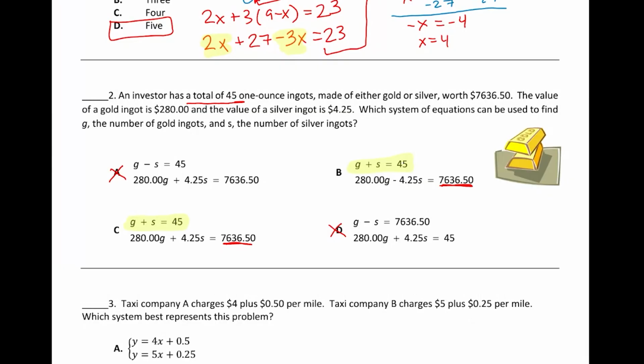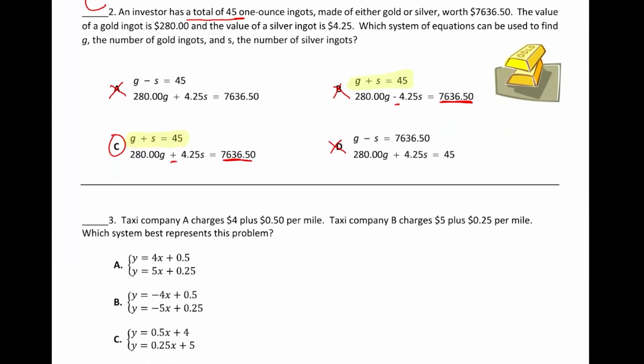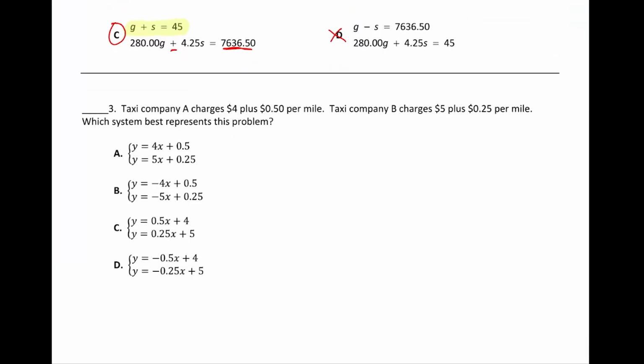Now I'm looking at these two, and the only difference here is one is plus and one is minus. But we're going to add these up. We're not going to count up all the gold ingots and subtract away the value of all the silver ones. So the answer here should be C.